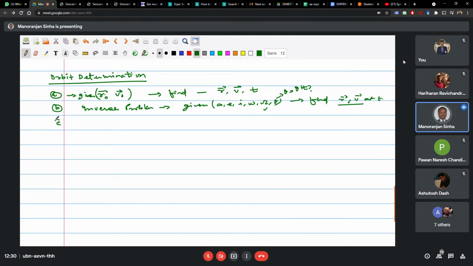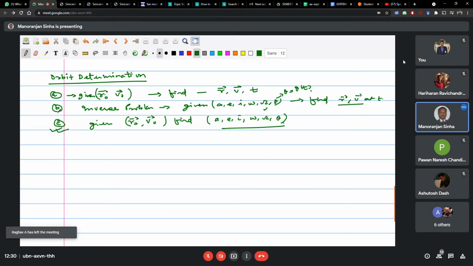And what we have already done, which is, given R0, V0, find a, e, i, small omega, capital omega, theta. So this problem we have already done. This is the problem that's shown here, which is called orbit propagation.